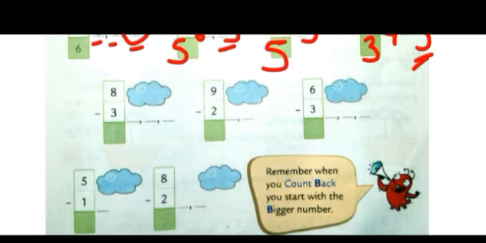8 minus 3. Which is the bigger number? 8 is the bigger number. So, first let's write 8 in the cloud. Okay, starting from 8, we need to count back 3 numbers. Okay, so let's do that.